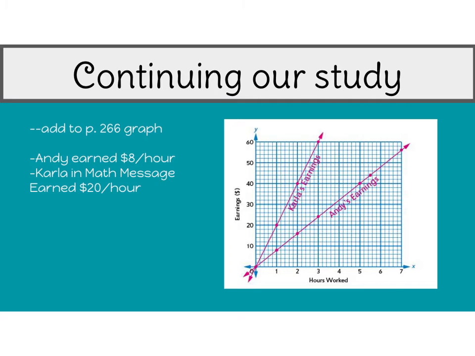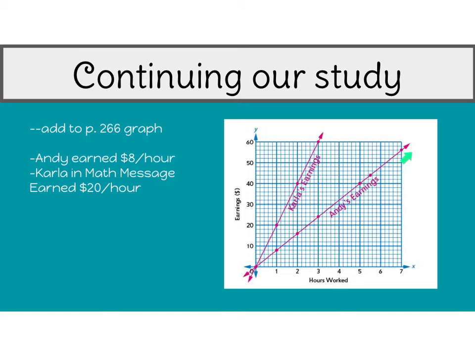So to get started today, we are going to continue our study of tables and rules and graphs. But in order to do that, I need you to get out your student math journal, and we're going to go back to page 266, where we had originally graphed information about our good old friend Andy. And if you will remember, Andy earned $8 an hour for a job that he did. So you should have graphed Andy's earnings, which should be here on your book. You should have it also in the same spot, of course.